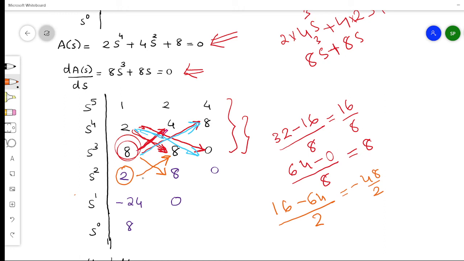So the next element, how will you find it? 2 into 0 minus 8 into 0, that is 0, minus 0 divided by this 2. So it is 0 you are getting. Now we have got this row. Now only one row is remaining, s raised to 0.